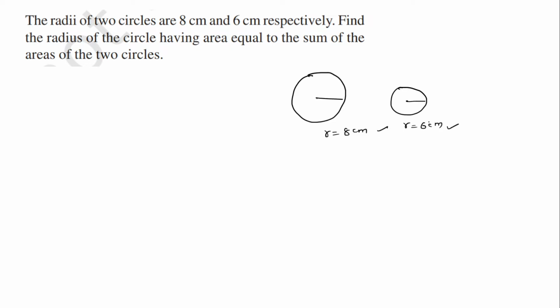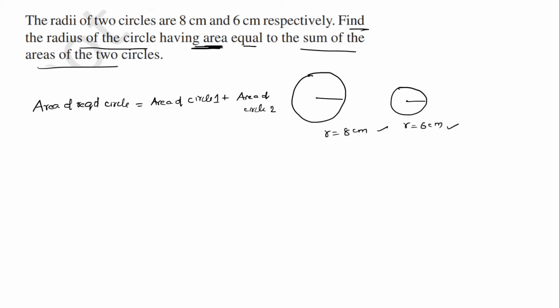Now what is the main hint given here? Area of required circle is equal to area of circle 1 plus area of circle 2. If you are not able to understand this statement, please read the above question once. Find the radius of circle having area equal to sum of areas of two circles. Read from here, area equal to sum of areas of two circles. I hope it is very clear now.